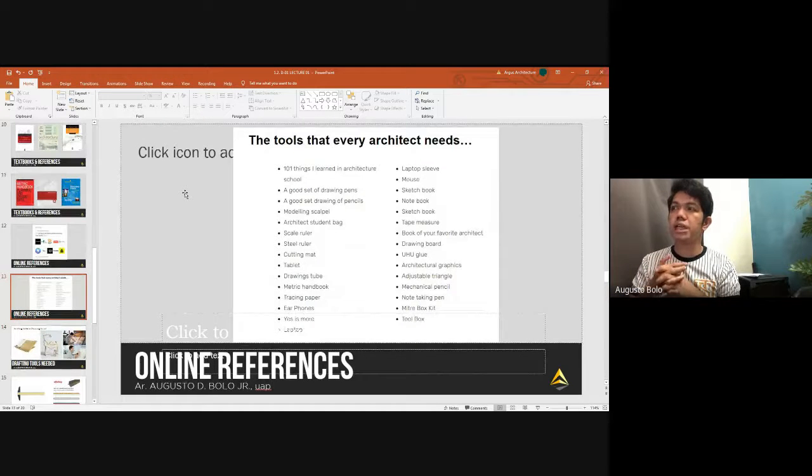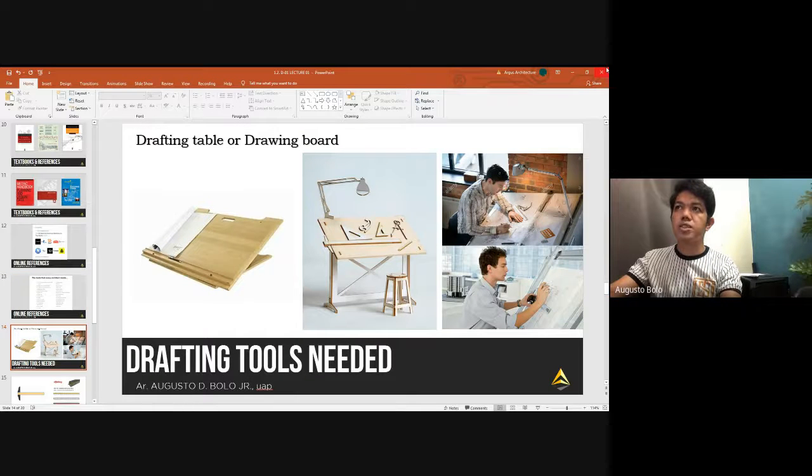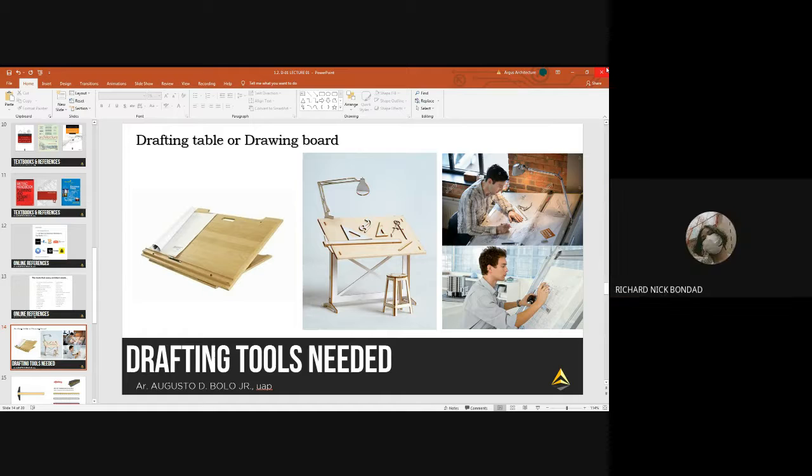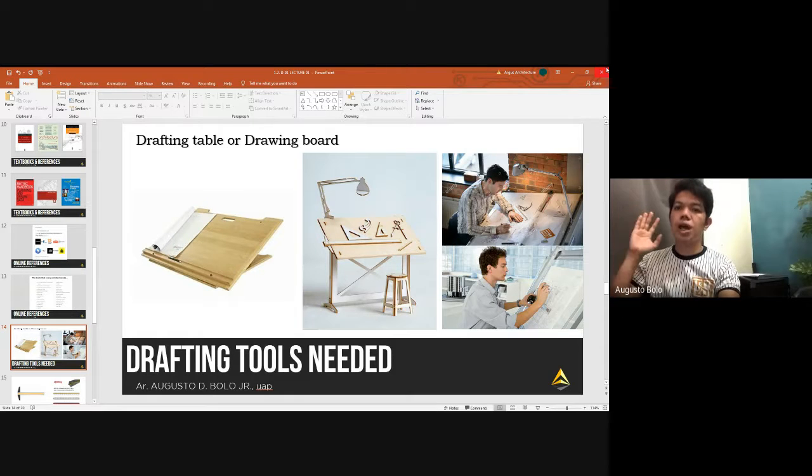These are the tools that every architect needs. Architects, the license, but what I recommend for those first-year students are the following. Okay? You know drafting tools na drawing table. Drafting table or drawing board. You know it? Alam niyo na? Yes po. Okay. Good to know kung alam niyo na. For those who happen to encounter this one for the very first time, on your left is the drawing board.